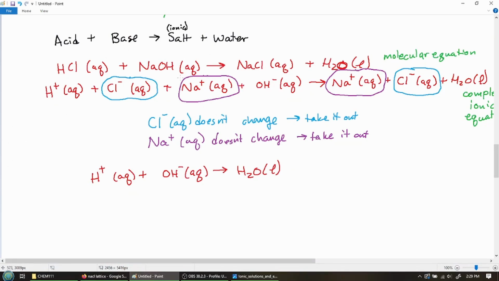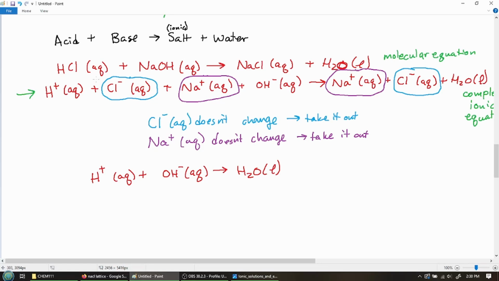And as a result of that, we can write out this full equation here, in terms of the ions that it splits apart into. And we can then look and say, okay, which of these ions do not change form between the start and the end? And some of these do not change form, right? They're just sitting there floating around in solution exactly the same way that they were before we started.